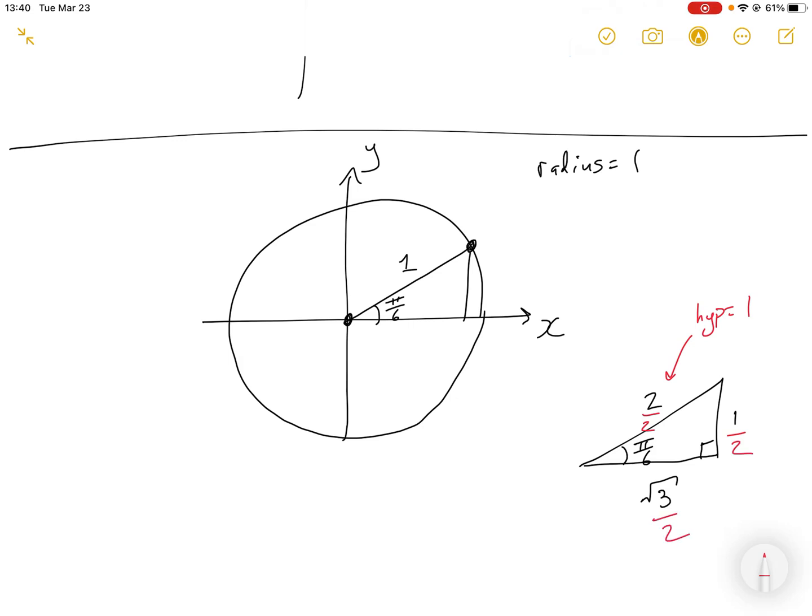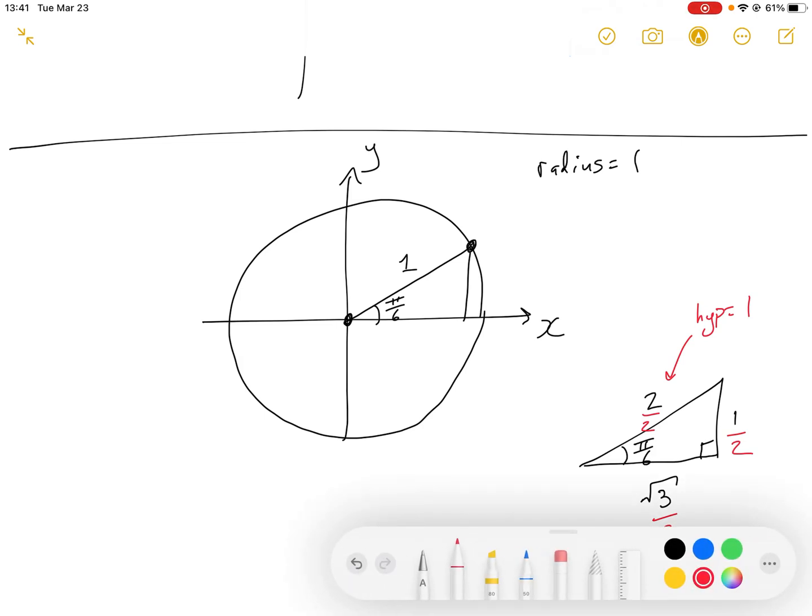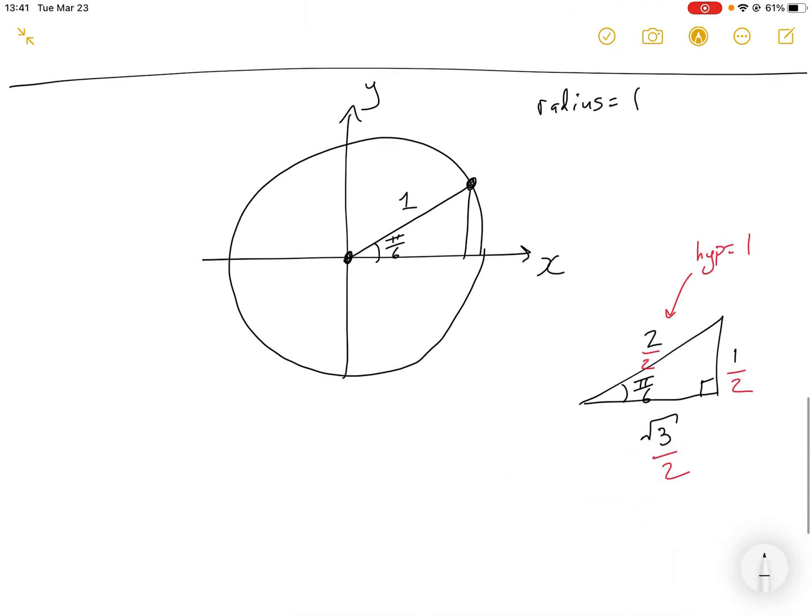So similarity just means that the triangle was scaled to be bigger or smaller, but the angles all stay the same. And so that tells me that the opposite side is 1/2, the adjacent side is root 3 over 2. And that actually gives me the coordinates of this first point on the unit circle: square root of 3 over 2, comma 1/2. And we can do that with all the rest of the angles.